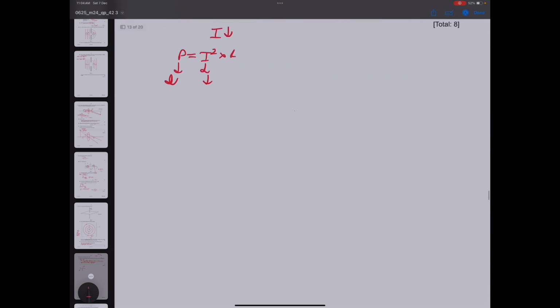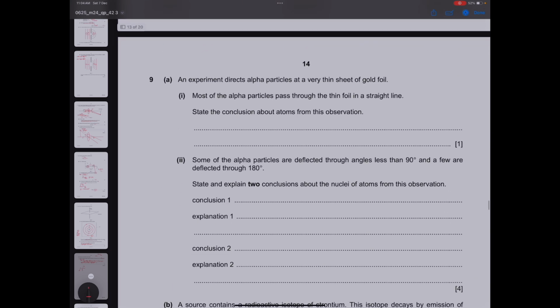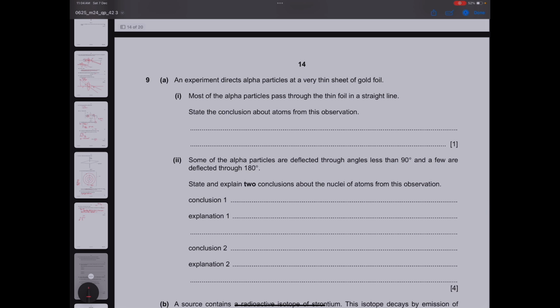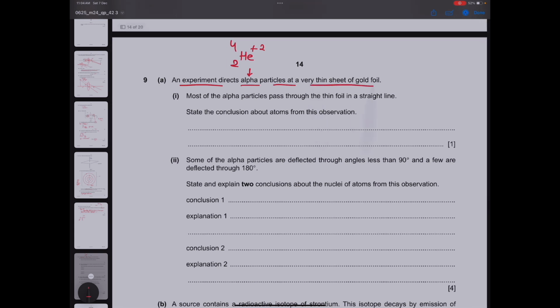All right. Now, question number 9. It's a question on atomic physics. Very simple topic. See, an experiment directs alpha particles. What are alpha particles? These are helium nucleus with a charge of +2 at a very thin sheet of gold foil. Okay, most of the alpha particles pass through the thin foil. All right, state the conclusion.